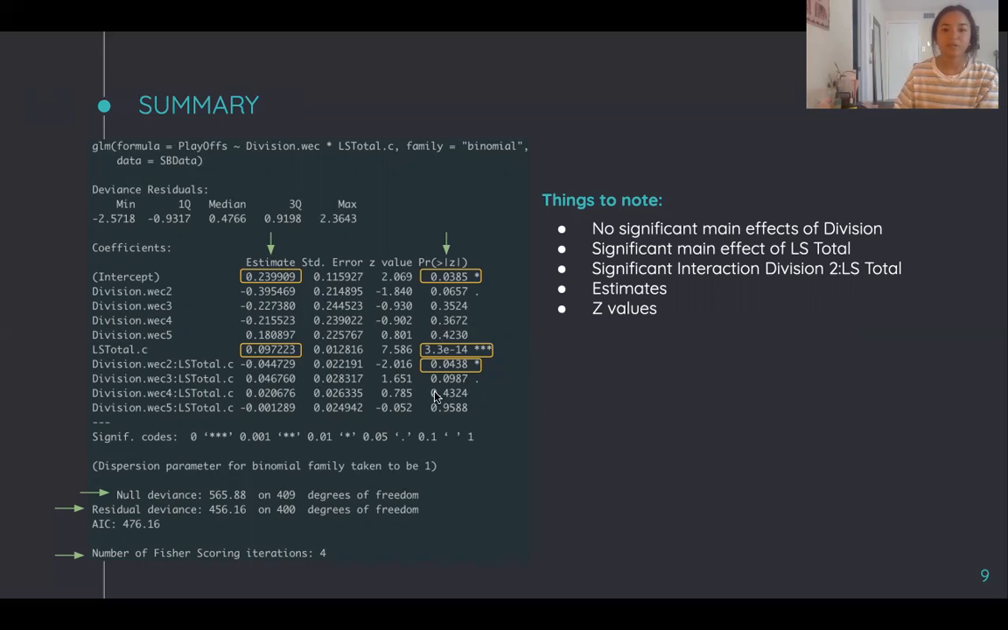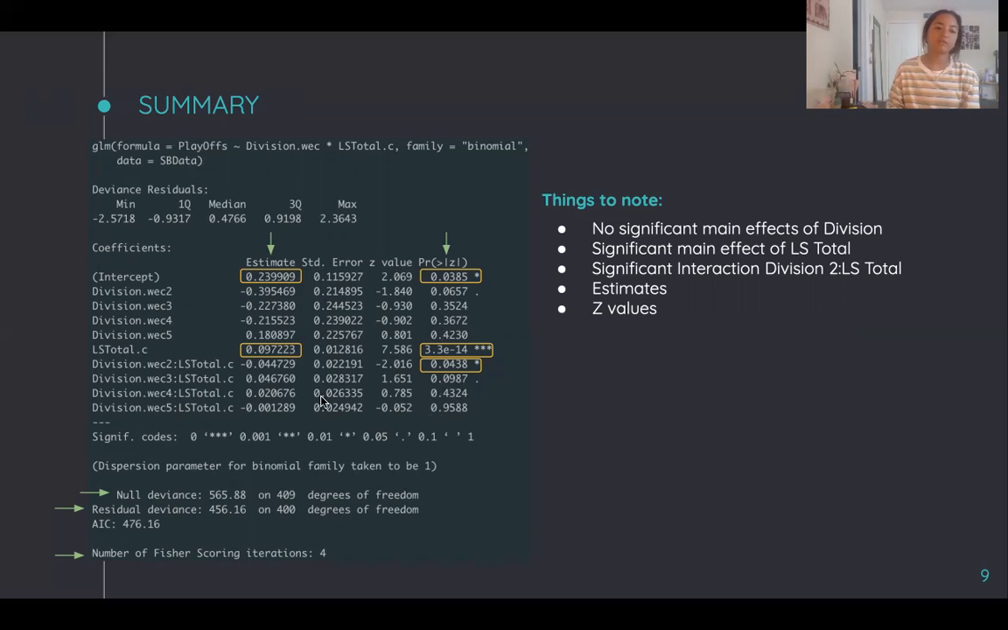There is a significant effect of total points, showing that there is unique variance explained by our continuous variable. Next, we have our interaction. So we have one significant interaction in this model. So for the most part, division does not appear to significantly moderate the relationship between points and making the playoffs. However, for Division 2, which is the AFC East, the interaction is significant, meaning that there is more variance in this particular level explained by this interaction, and we can reject the null of no relationship.